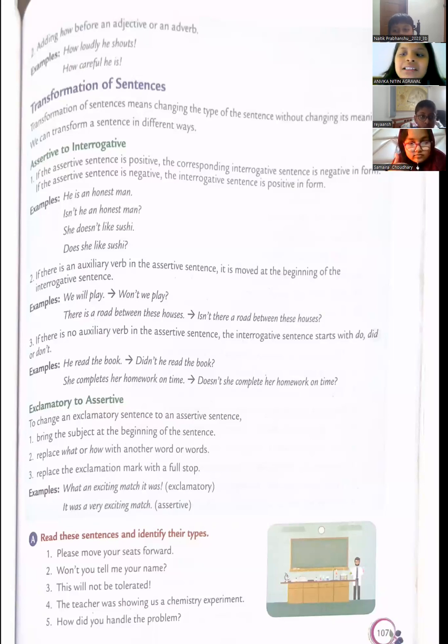Yes, yeah. Okay. Next, he read the book. Did he read the book? Or didn't he read the book? Both are valid. Okay.